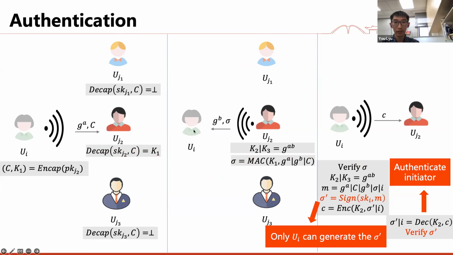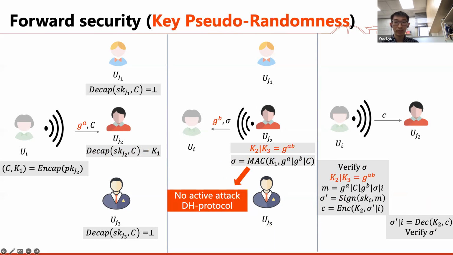And the authentication of the initiator relies on the signature. Only user UI can generate the valid signature in the third round. And since all transcripts are signed by signature or tagged by MAC, the explicit authentication is ensured by our construction. Also, due to the explicit authentication, now there are no active attacks.